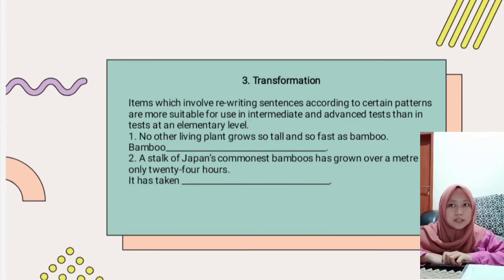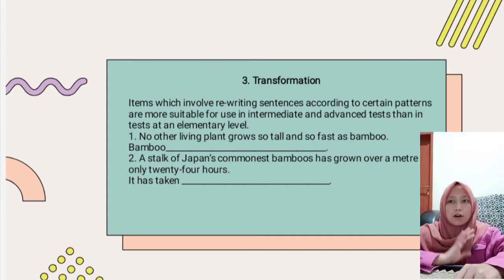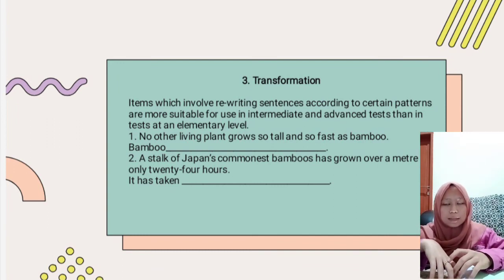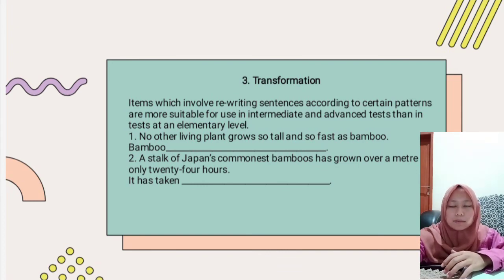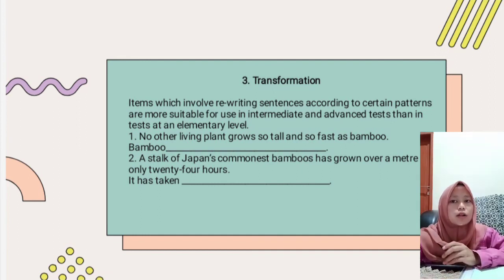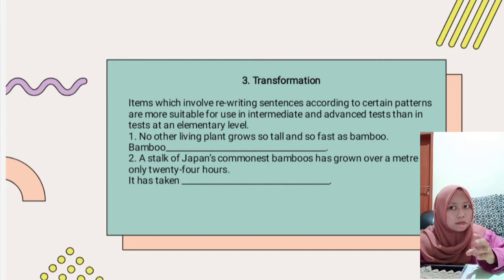And next, the transformations. Items which involve rewriting sentences according to a certain pattern are more suitable for use in intermediate and advanced tests than in tests at an elementary level. For example, the first question is, no other living plant grows so tall and so fast as bamboo. Bamboo is blah blah blah. So you have to explain about what is bamboo.